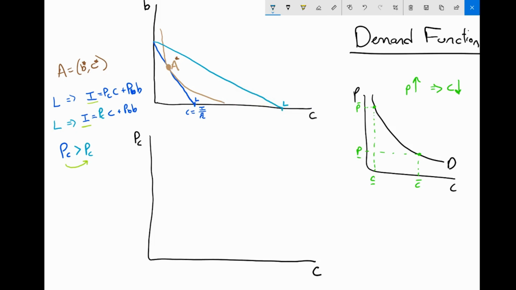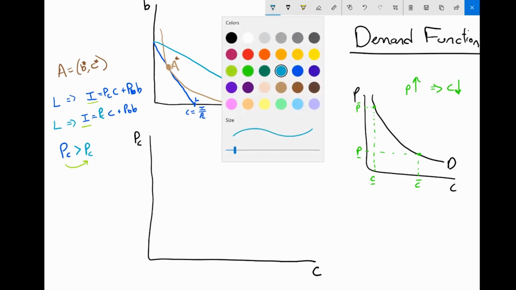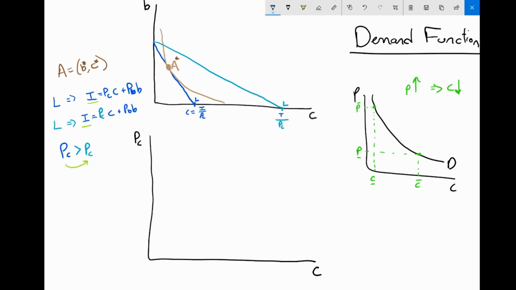Okay, so if the PC goes down, then this intersection point will change to I divided by PC. And so actually, if I want to be consistent with my notation, here I'm going to use the dark blue I. Income stays the same, but now the price goes down, and so this shifts out. The budget line shifts outwards to accommodate this lower price.